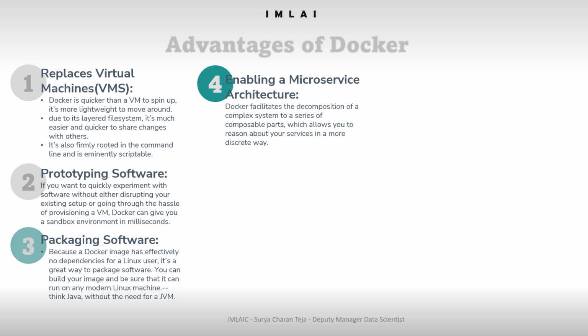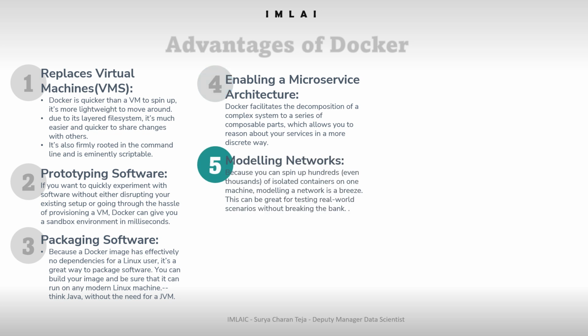Then the fourth benefit is enabling a microservices architecture. Docker facilitates the decomposition of a complex system into a series of composable parts, which will allow you to reason about your services in a more discrete way. So this can allow you to restructure your software to make its parts more manageable and pluggable without affecting the whole application. Then fifth, modeling networks.